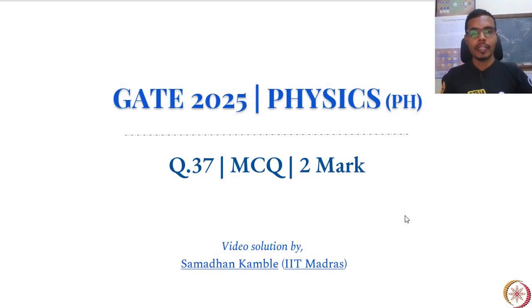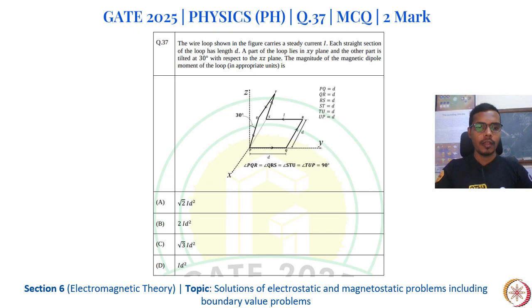Hello everyone, welcome to question number 37. This is a vector algebra problem from magnetostatics involving the magnetic dipole moment. It requires us to calculate the net dipole moment of a bent wire loop. This type of question is best solved using the principle of superposition by breaking down the loop into smaller planar parts. So let us look at the problem.